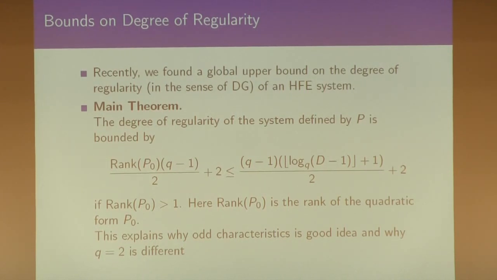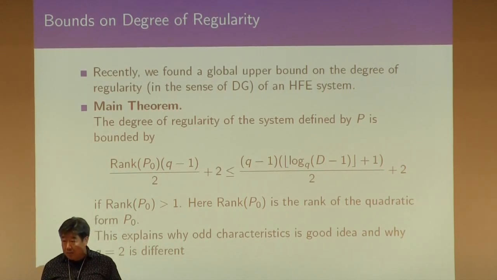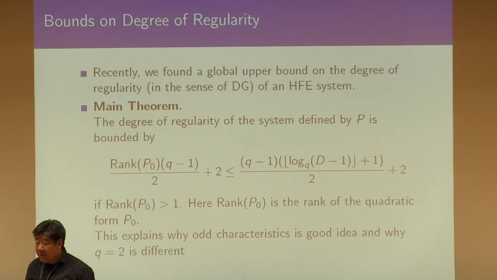So this is what we prove, the upper bound. What we really care about is the lower bound. But if you do experiments, it's very interesting: you reach this upper bound all the time once n is big enough, which means this bound is pretty tight. And this is the basis of the design of HFEv minus.